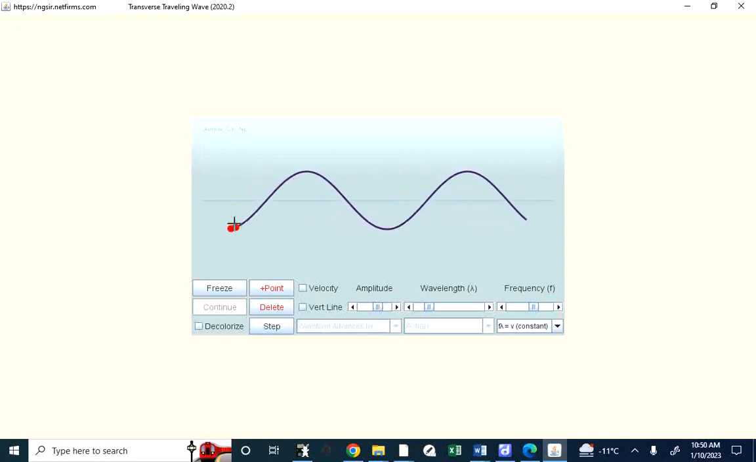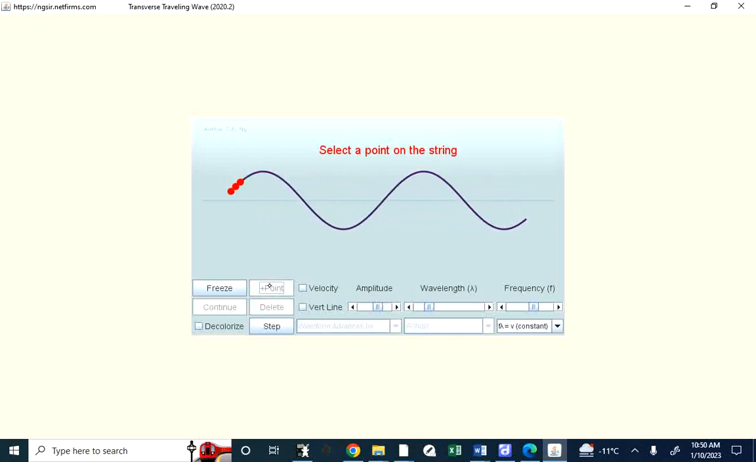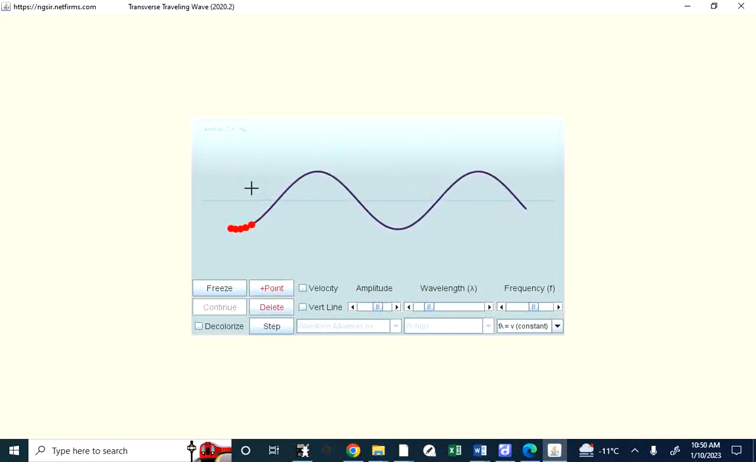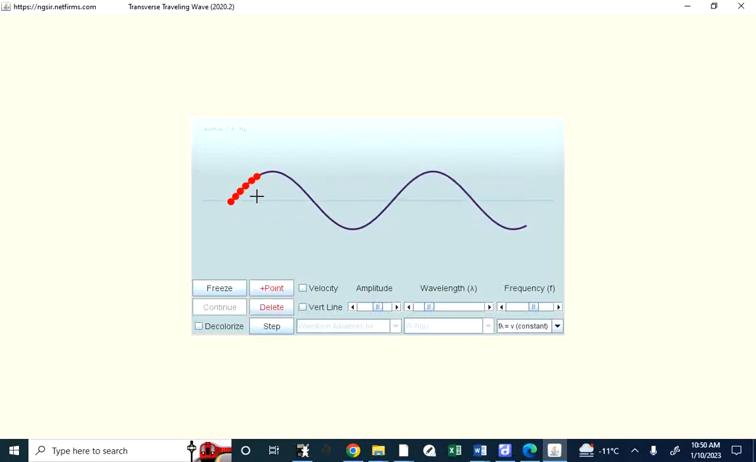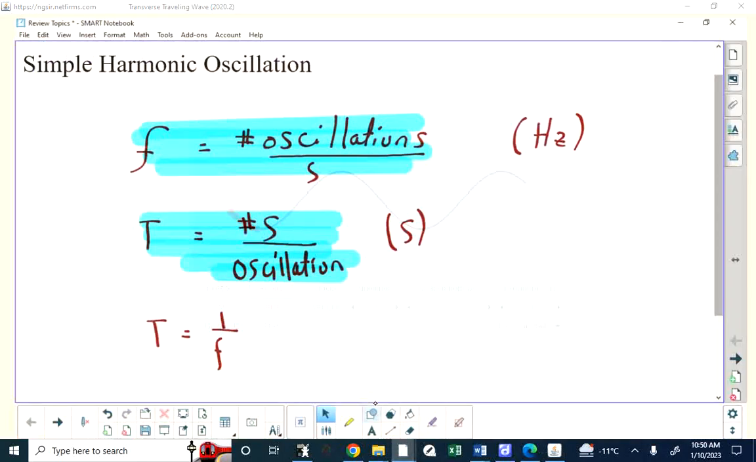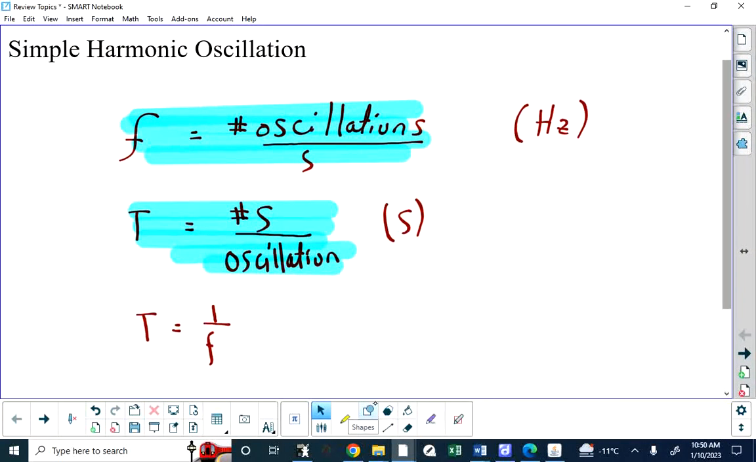And if I continue to add points, all of these individual points are simple harmonic oscillators. It's just that when they're all moving together, we get a wave. And that's, I guess, my rationale or my reason to explain to you why we even study simple harmonic oscillation in this unit. It's about waves, okay?